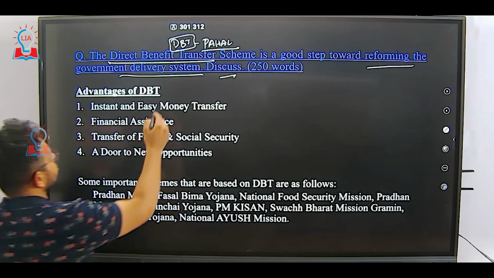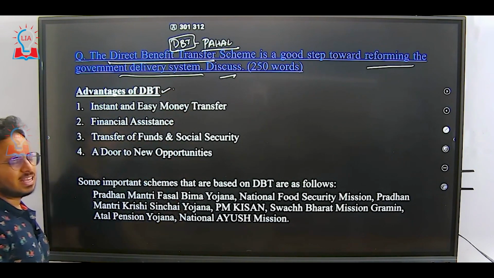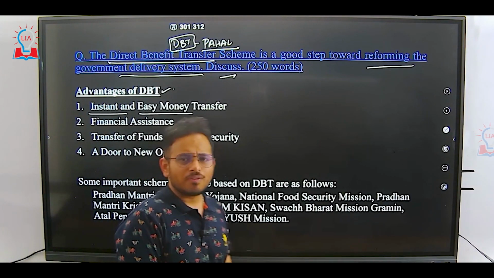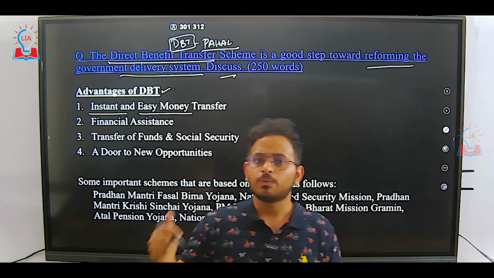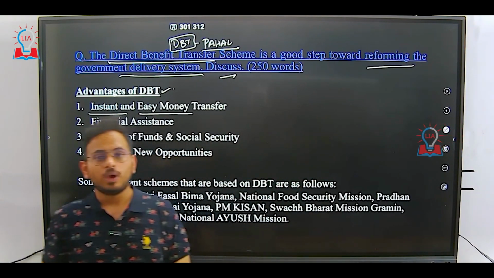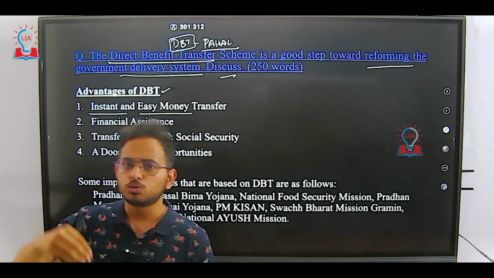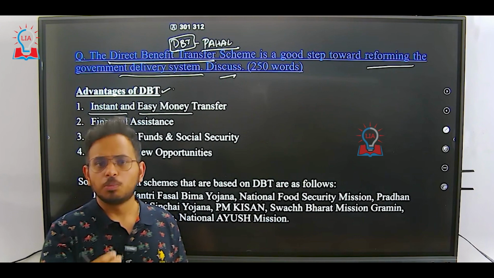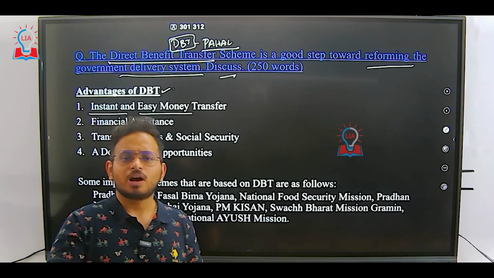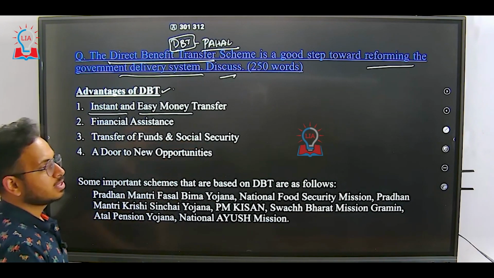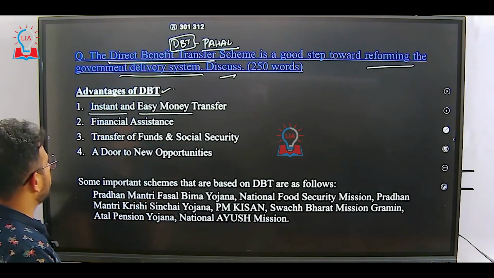Now the advantages of DBT. By nature, it is very instant and an easy money transfer. People don't have to wait for months together to avail the benefits. This was the case before 2016-17, where everything had to flow from the central government or the state government to the beneficiary in offline mode. That required a lot of commission and there was a lot of room for corruption. But here, the room for corruption is eliminated because everything is online.